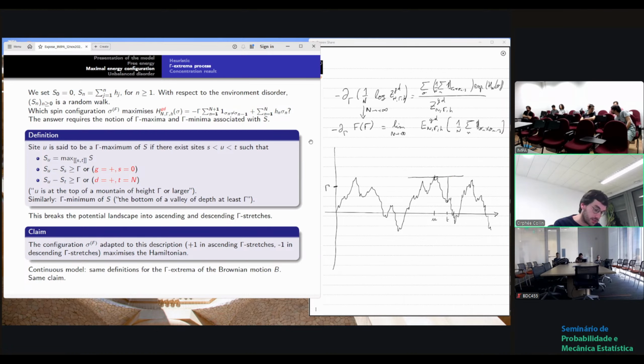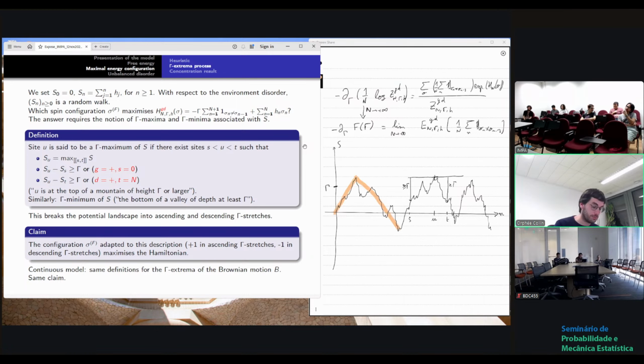two instances S and T, such that the random walk is maximal at U in between S and T, and the height difference between S and U and between T and U is larger than gamma. Okay, in words, this means that U is at the top of a mountain of size at least gamma. Similarly, you can define the notion of gamma minima.